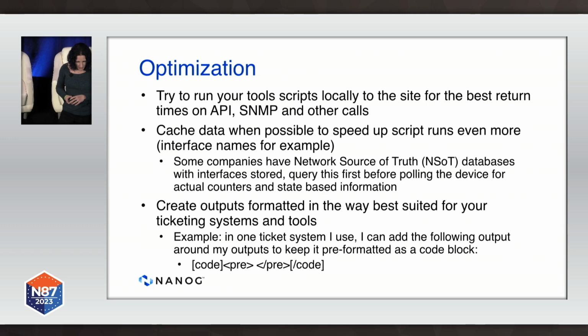And then create outputs formatted in the way that is best suited for your ticketing tools and systems. So in the ticketing system that I use at my job, I add this little pre/code block, and then ta-da, if I paste that into the comment section of my ticketing system, it's now formatted in a nice code block. So I just put that in the script, so I don't have to remember to go and do that and then paste my script inside every time, right? So you can include things like that for your ticketing systems as applicable.